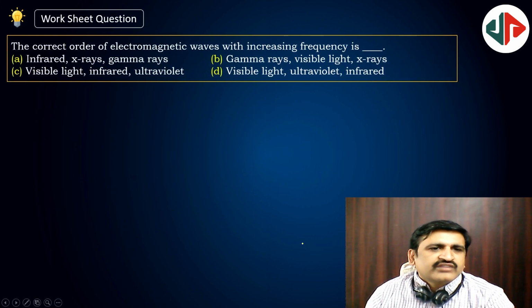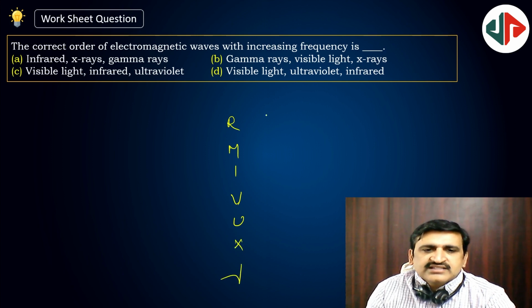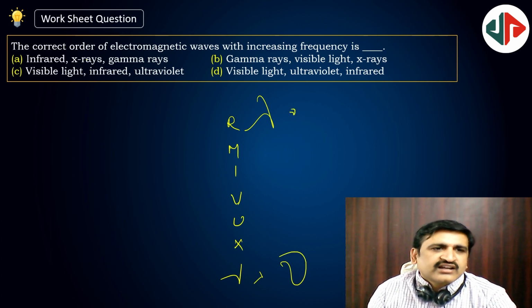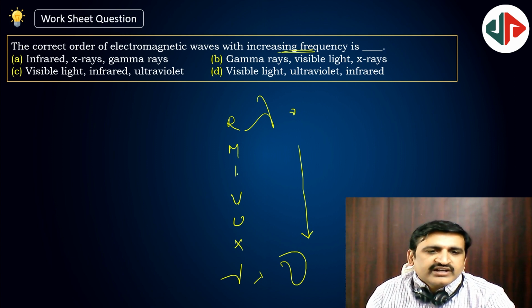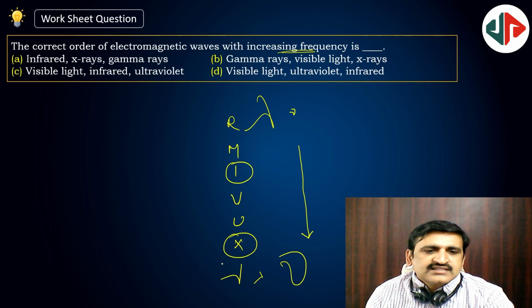The correct order of electromagnetic waves with increasing frequency. R, M, I, V, U, X, gamma goes from higher wavelength to lower wavelength, that is, higher frequency to lower frequency. It is asking for the correct order with increasing frequency. So infrared rays, X-rays, gamma rays. The first one is correct: infrared, X-rays, gamma rays.